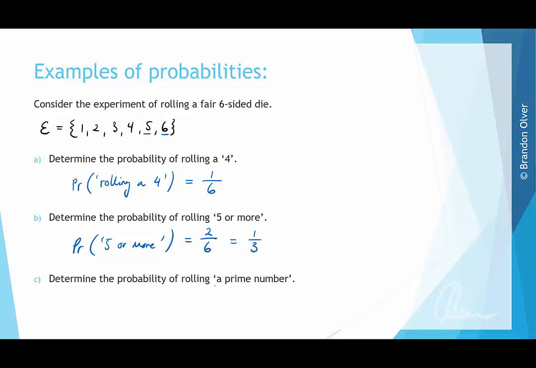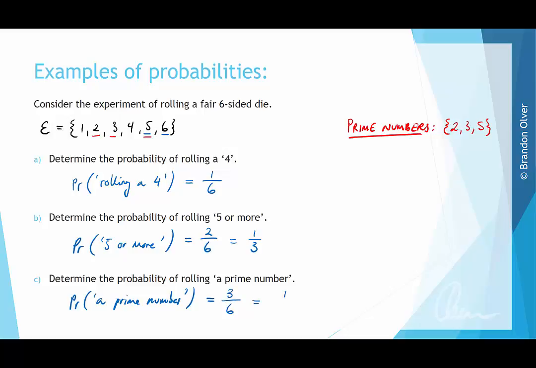Finally, if we determine the probability of rolling a prime number, now we need to consider just exactly what prime numbers are. A prime number is any number that has only itself and 1 as factors. The thing to note here is 1 is not actually considered prime. So when we do our set of prime numbers, we only have 2, 3, and 5 as being prime numbers. So therefore there are 3 outcomes out of a total of 6, which gives the probability of getting a prime number as being a half.